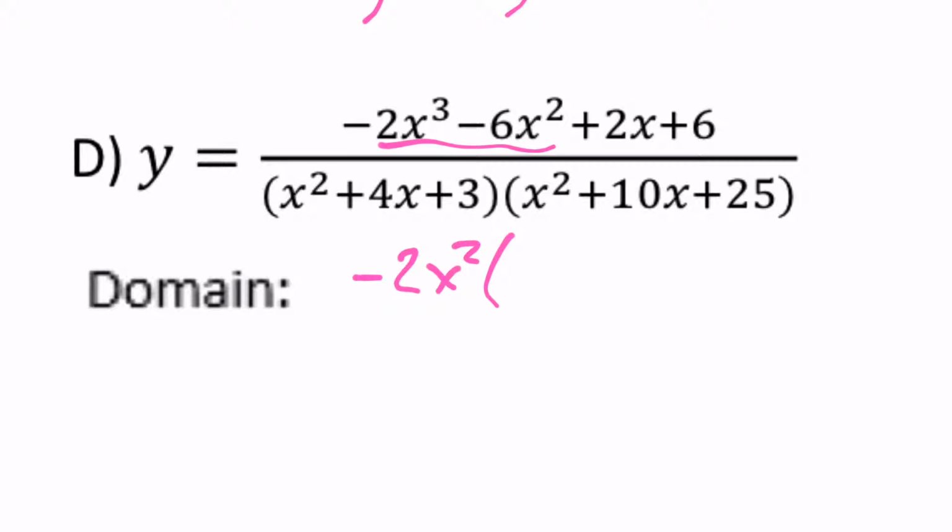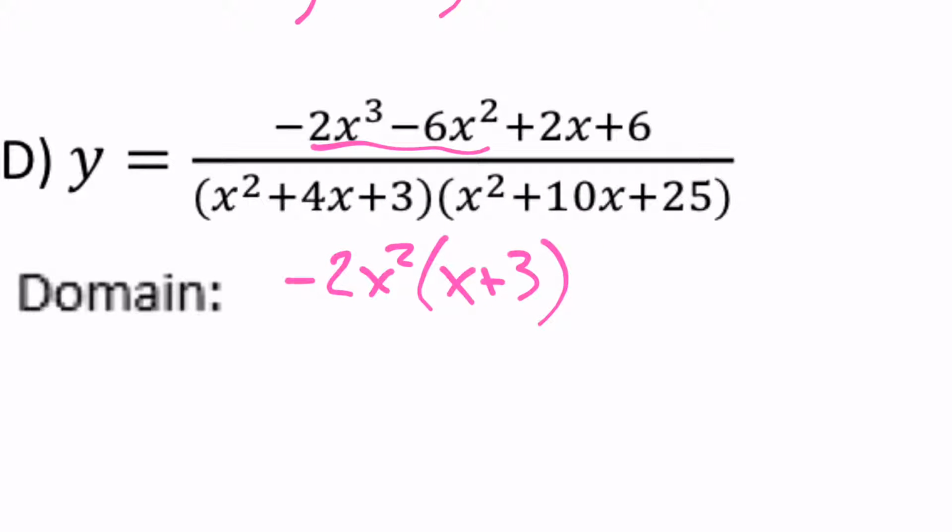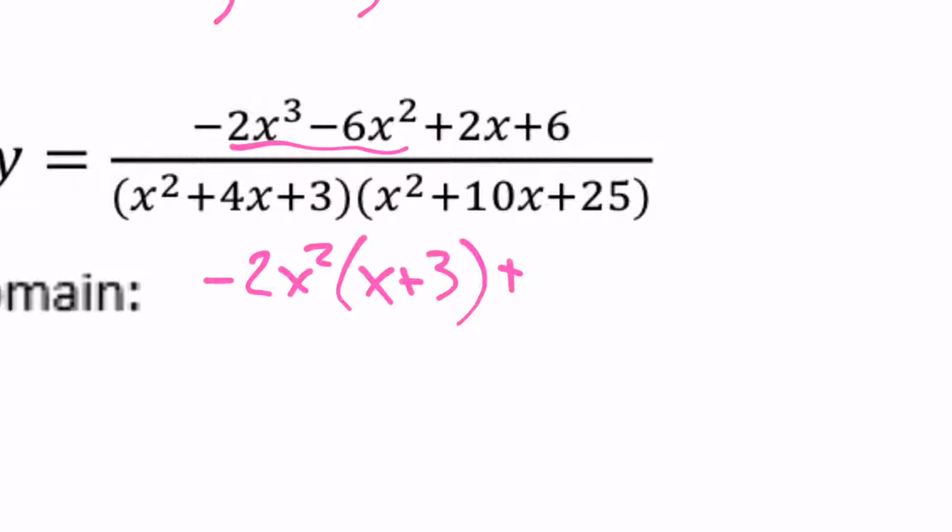What am I left with? Well, I'm left with an x plus 3. 3 times negative 2 is negative 6. 3 times x squared is x squared, so negative 6x squared. X times negative 2x squared is negative 2x cubed. Plus, in my next set, I am going to be adding 2 times x plus 3.